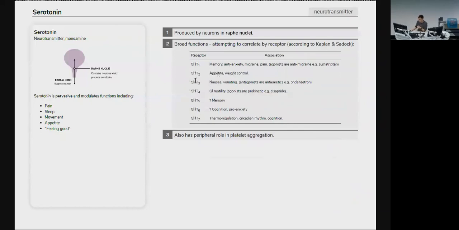And 5-HT3, you'll know from ondansetron, and everyone knows ondansetron. It's the nausea and vomiting drug of choice for chemotherapy. And ondansetron is an antagonist at 5-HT3, and that reduces nausea and vomiting. And we'll see a similar effect in one of the drugs later.